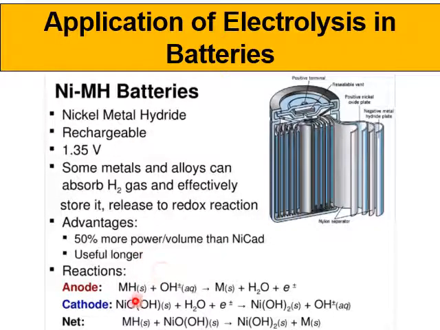So we have metal hydride here, reacting with hydroxide to produce metal and H2O, and then this one is nickel oxide plus H2O. This is the overall net equation. So this is what we call the diagram of the battery itself. Okay.